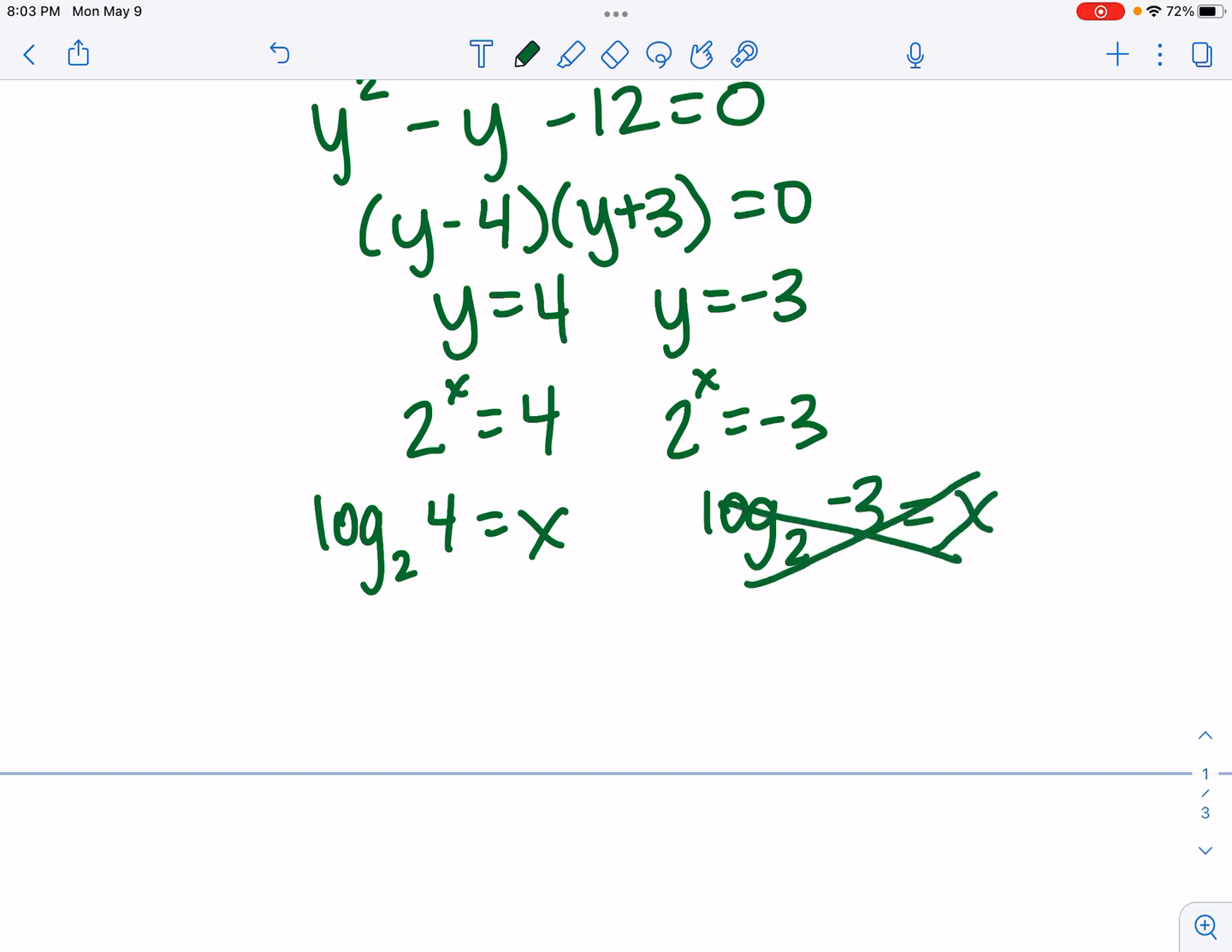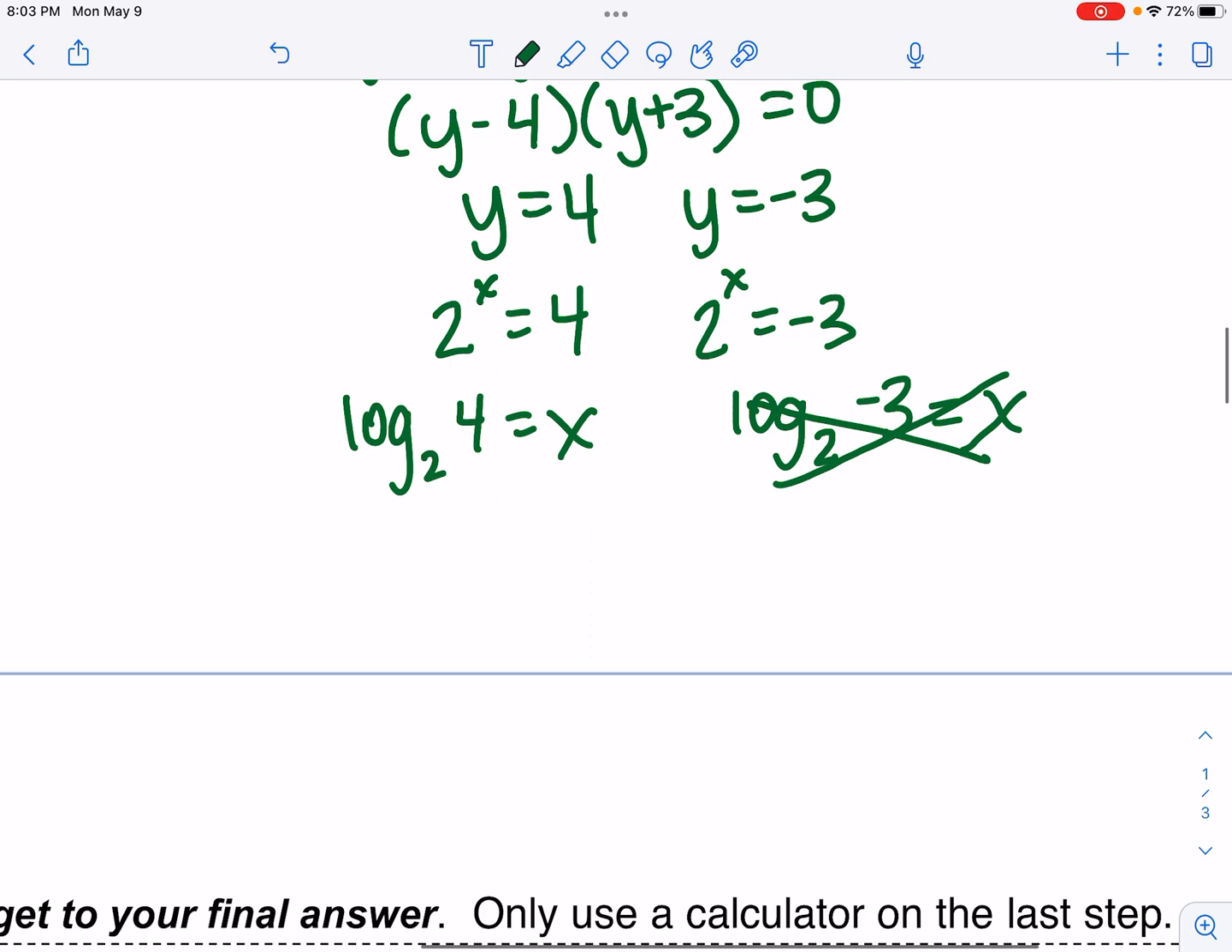Extraneous solution because the argument is negative. Now over here, you technically didn't have to, because the numbers are easy, you shouldn't have to rewrite this as a log in order to solve for x, because you should be able to look right here and know that 2 to the what power is equal to 4? X is equal to 2.